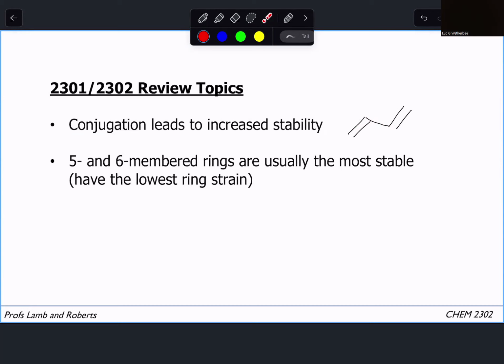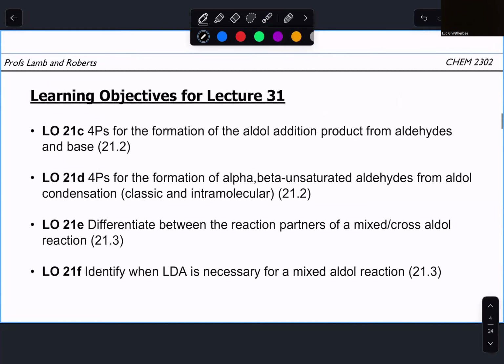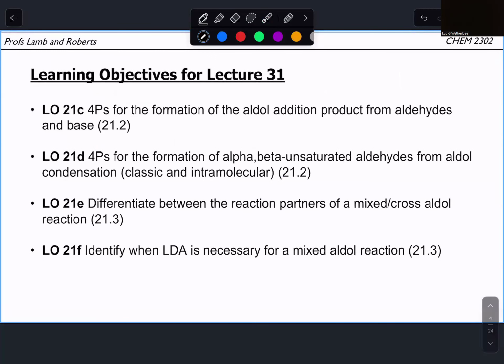And then we'll also be talking about an intramolecular variant. And so reminding ourselves that 5 and 6 membered rings are the easiest to form. So when we're doing intramolecular reactions, we want to be making 5 and 6 membered rings. But today is all about the Aldol reaction. So we have 4 learning objectives that are basically 4 variants of the Aldol reaction. And so the first one is called Aldol addition, and then Aldol condensation, and then mixed Aldol. So they are just different versions of the same reaction, but it's really just one reaction.